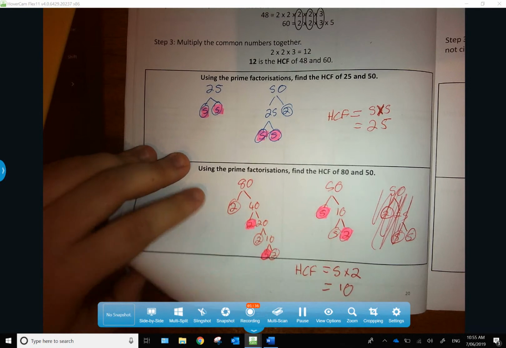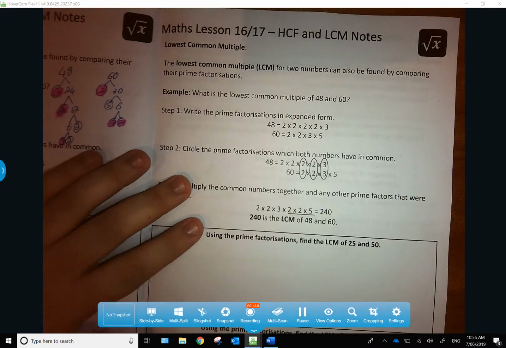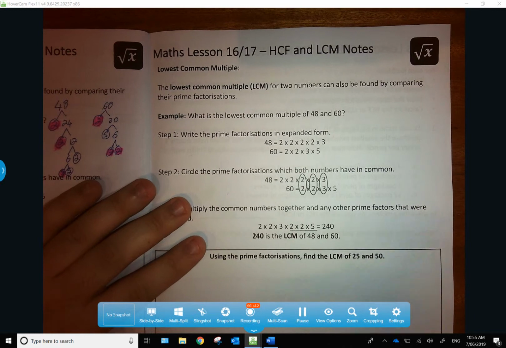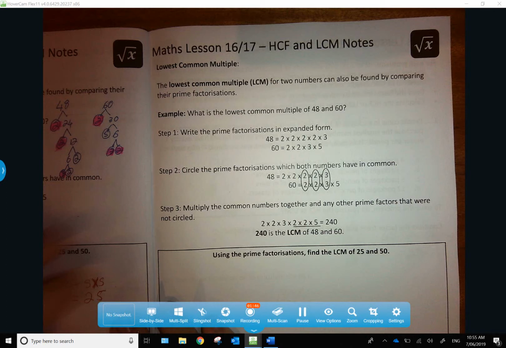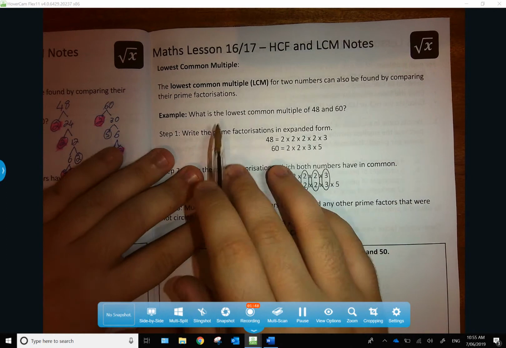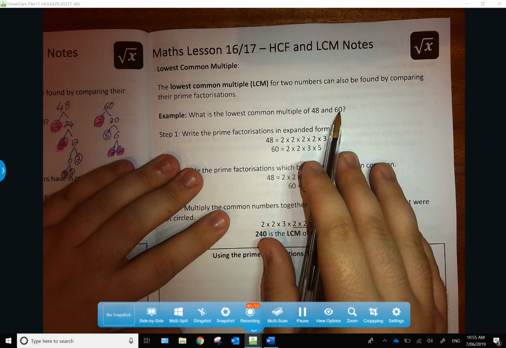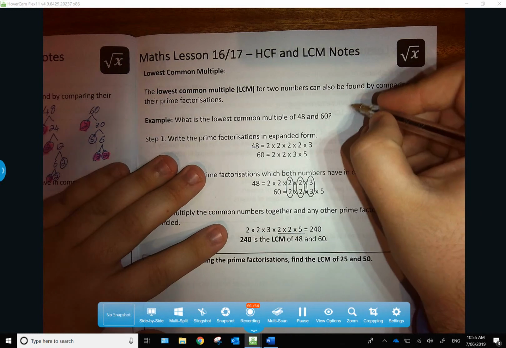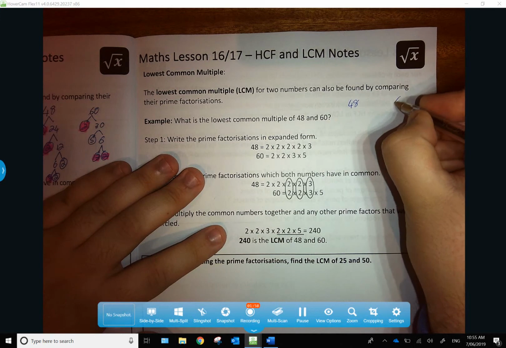But today we're not trying to find the highest common factor. In fact, what we're trying to do is find the lowest common multiple. After we do this, we are going to look at some word problems. Okay? So, example, what is the lowest common multiple of 48 and 60? So let's quickly do the factor trees for 48 and 60.